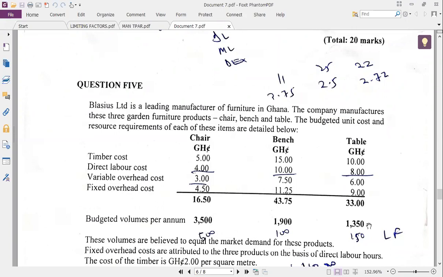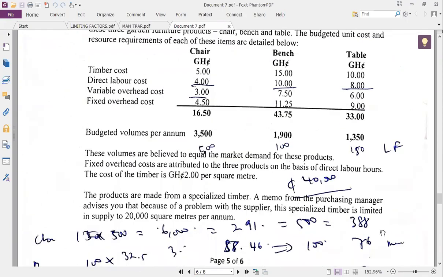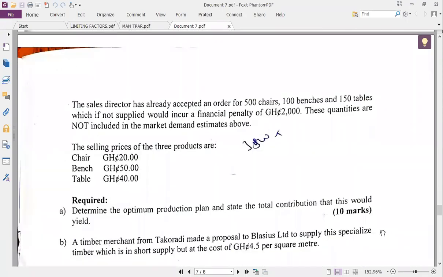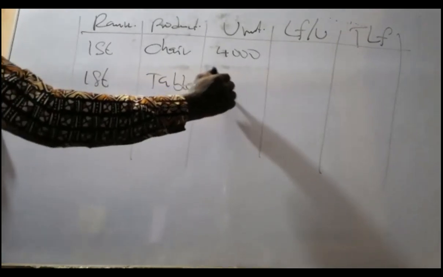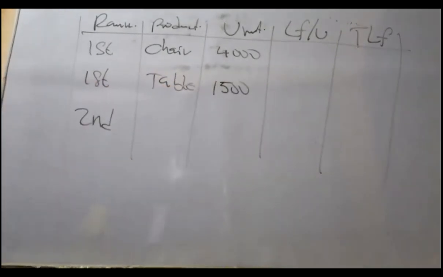1,350, okay, for the table. Good. Because table and chair scored first, so I'm doing the two at the same time. So plus the 150, making what? 1,500. Agreed. Good. So therefore, here will be 1,500.